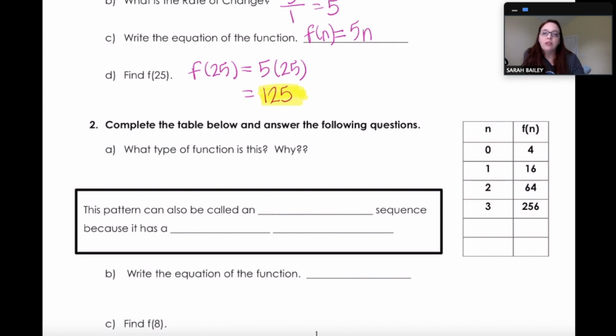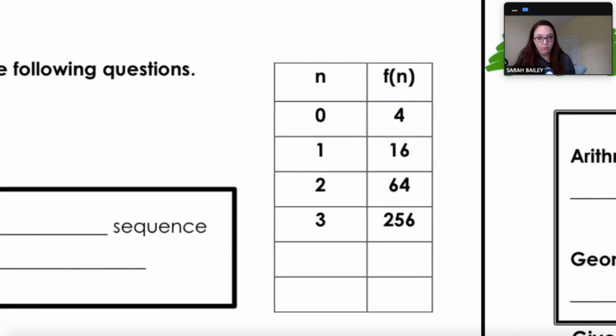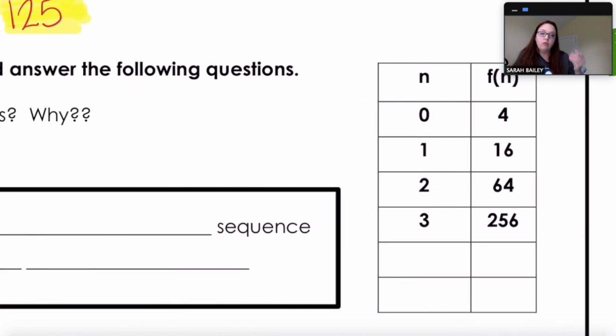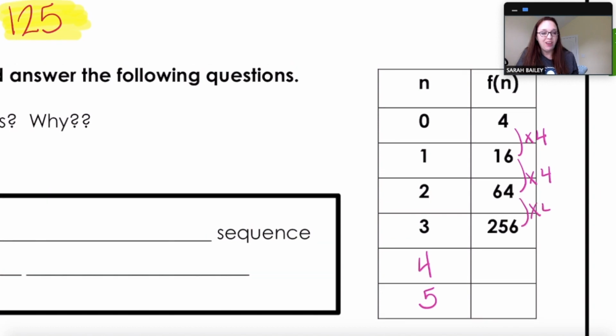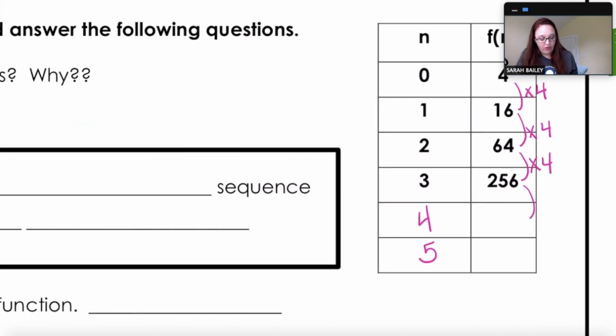It says to complete the table below and answer the following questions. So let's start off by completing the table. So the n's go 0, 1, 2, 3. So it's safe to say it's going to go 4 and then 5. And then the f of n goes 4, 16, 64, 256. So that's not adding by the same amount each time. But we know that 4 times 4 is 16. 16 times 4 is 64. So we figured out our pattern. To get the next number, I'm going to have to do 256 times 4.